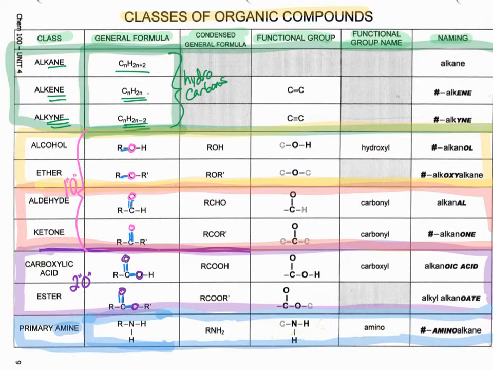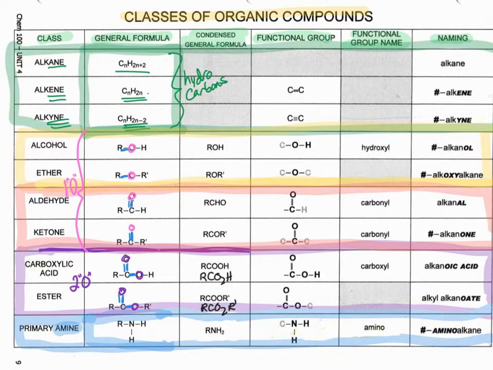For the carboxylic acid and the ester, notice that carbon has two oxygens. It does not have any hydrogens on it, so it's RCOOH and RCOOR. The only difference is that sometimes you will see it in the more correct form, which is RCO2H or RCO2R prime. That is the correct general formula, but sometimes you'll see it as you see here with RCOOH.